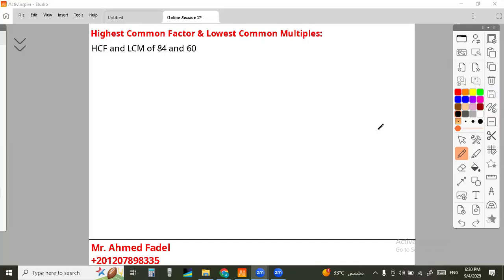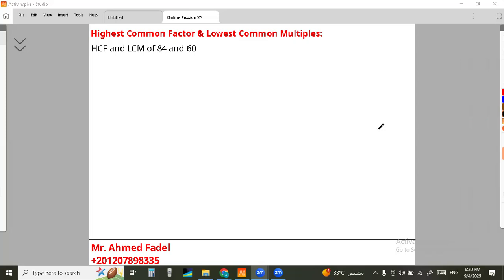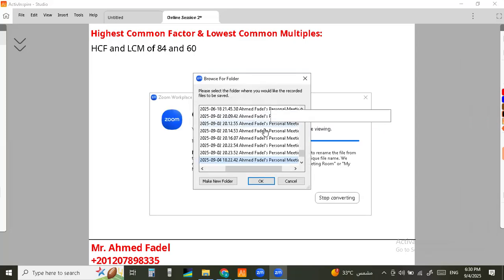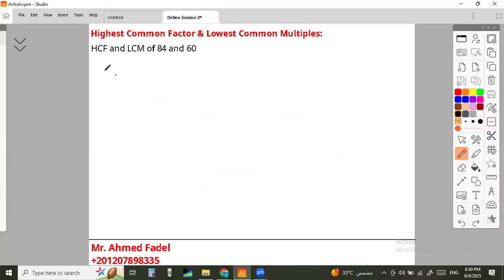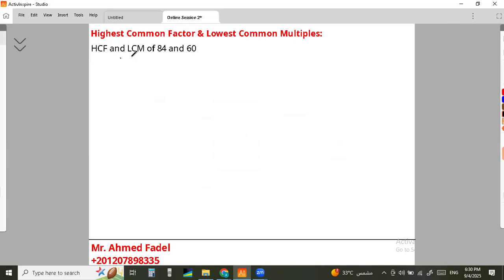Hello everyone. In this video, we're going to talk about the highest common factor, the lowest common multiple, and prime factorization with all the different cases. Okay, so here we've got the HCF and the LCM of 84 and 60. They need us to write each as a product of prime factors first, in order to find the HCF and the LCM.